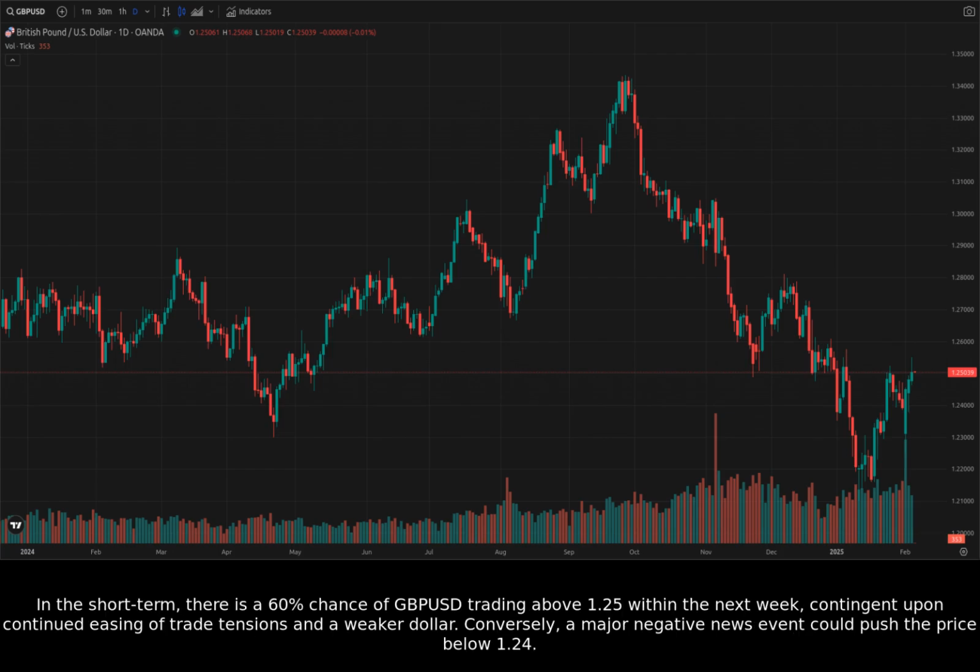In the short term, there's a 60% chance of GBPUSD trading above 1.25 within the next week, contingent upon continued easing of trade tensions and a weaker dollar. Conversely, a major negative news event could push the price below 1.24.